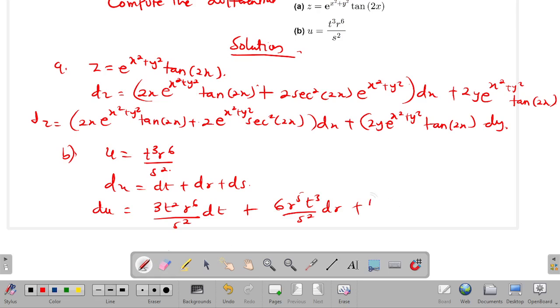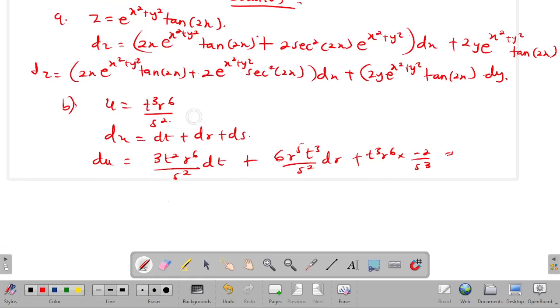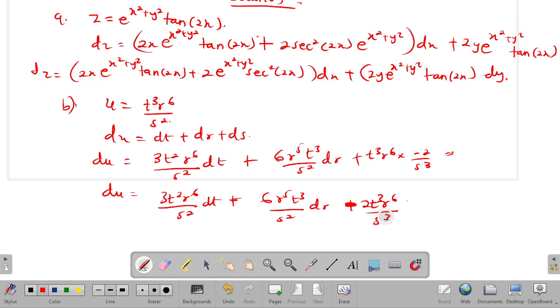So I'll have my t cubed r to the power 6 times negative 2 over s to the power 3, so that is for the ds, right? So our du finally will be equal to 3t squared r to the power 6 over s squared dt plus 6 r to the power 5 t cubed over s squared dr plus, I'll write, minus 2 t cubed r to the power 6 over s cubed ds. So that is the total differential here.